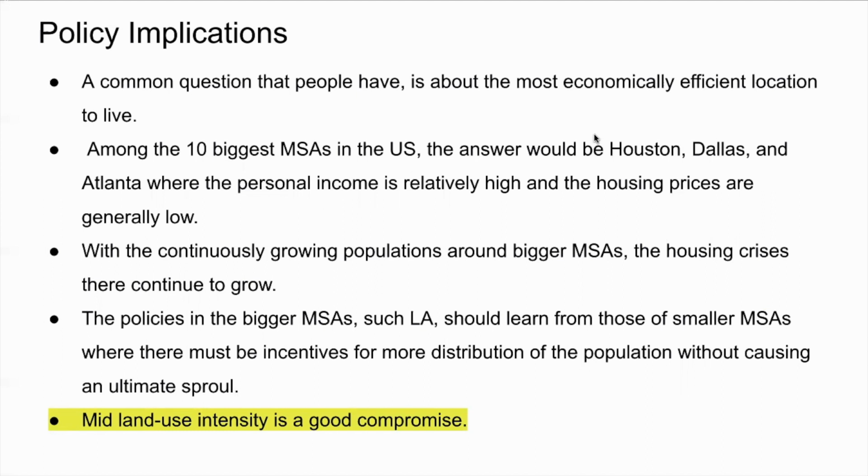With the continuously growing populations around bigger MSAs, the housing crises there continue to grow. The policies in the bigger MSAs, such as LA, should learn from those of smaller MSAs, where there must be incentives for more distribution of the population without causing an ultimate sprawl. So, mid land use intensity is a good compromise.